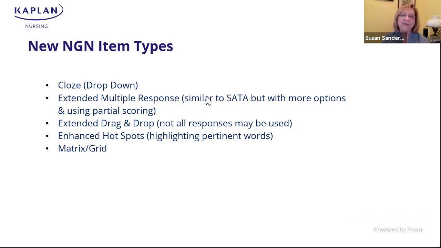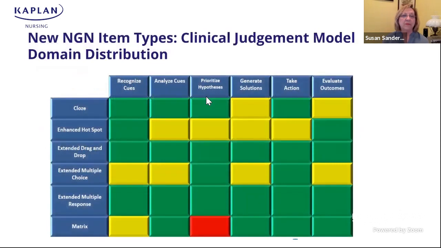The extended drag and drop, and this is a little different than the current drag and drop because not all the responses may be used. We also see enhanced hotspots and a matrix or grid type of question. And those are the types of questions that are going to be used because, as you can see by this research, those questions on the left side actually can measure recognizing cues, analyzing cues, etc., so that each of those types of items will be used for specific parts of the measurement model. The only one there is matrix is not an opportunity to select and prioritize the hypotheses. So this is a lot better at measuring clinical judgment than our previous slide.